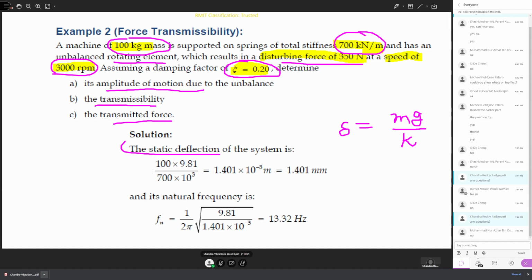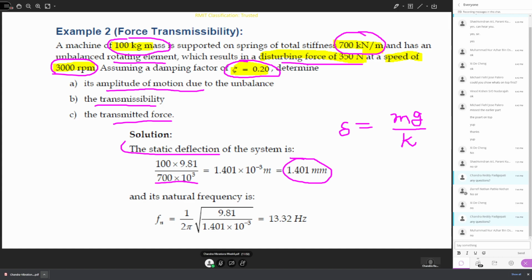Once you do this, mass is 100 kg, multiplied by g, 9.81. The stiffness constant is 700 kilonewton per meter, so you can take it as 700 into 10 to the power 3. If you do this calculation, the static deflection you get is 1.201 mm.